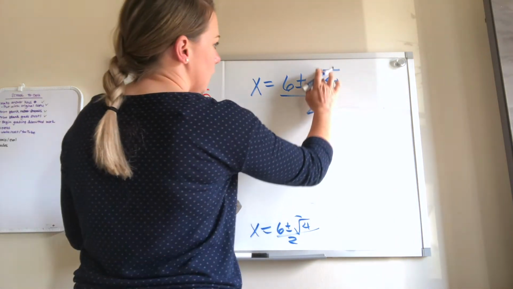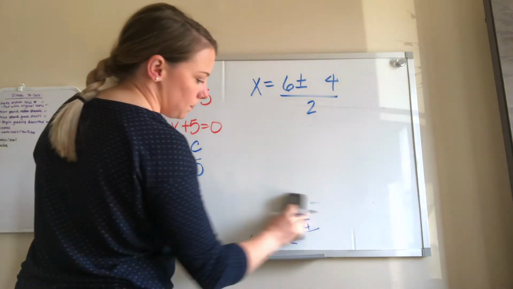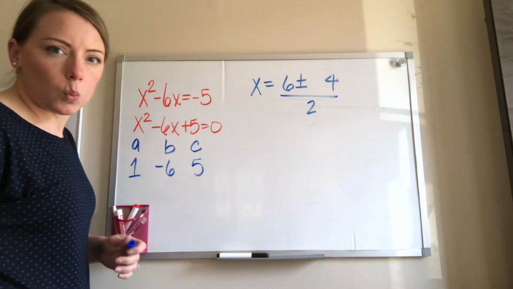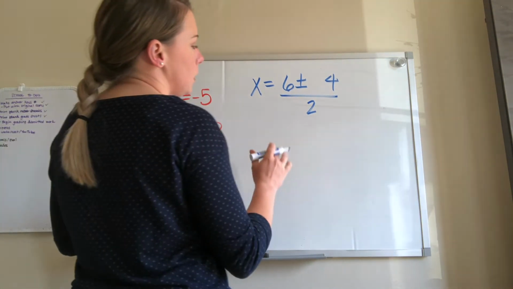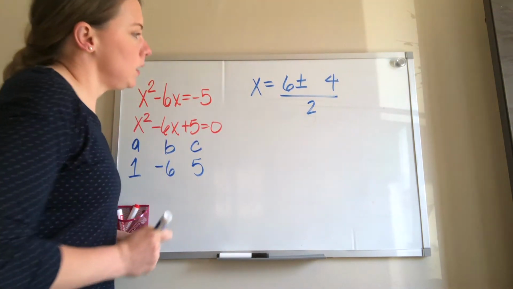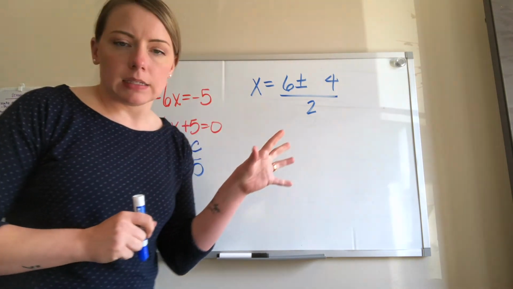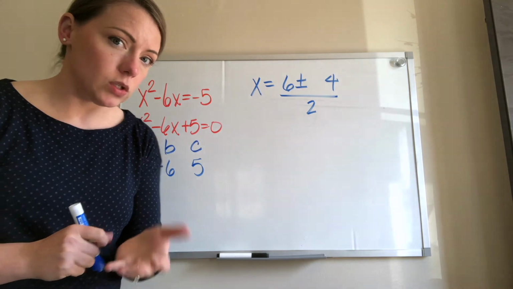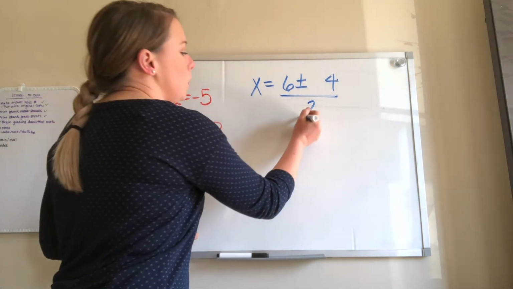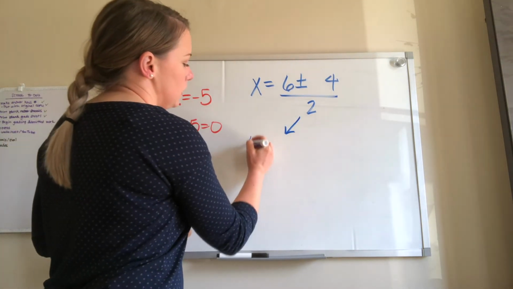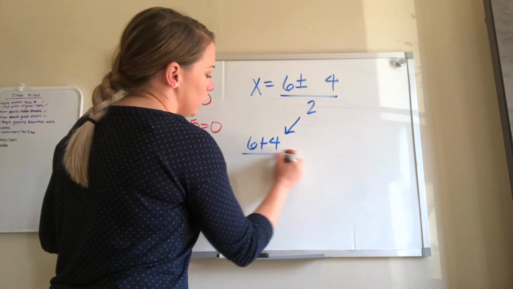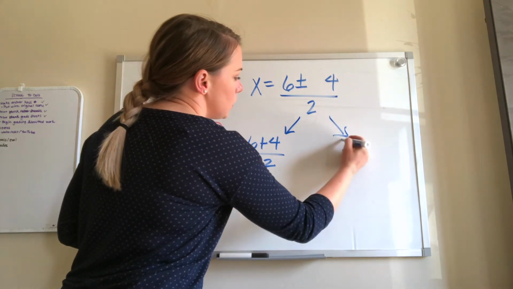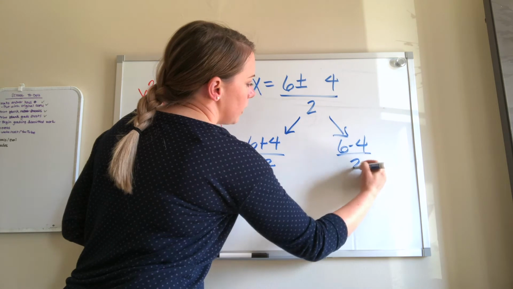Oh, I don't need that. I took the square root of 16. Oops. All right, so at this point, this is as simplified as it can be without using the plus or minus sign, but I actually am going to use that. So I'm going to solve when I have 6 plus 4 divided by 2, and then I'll solve for 6 minus 4 divided by 2.